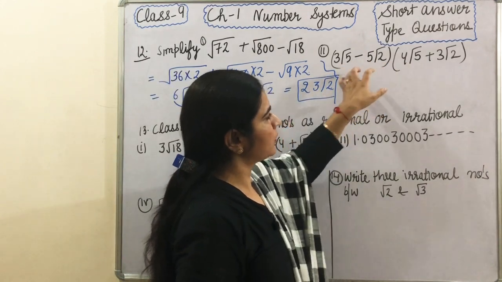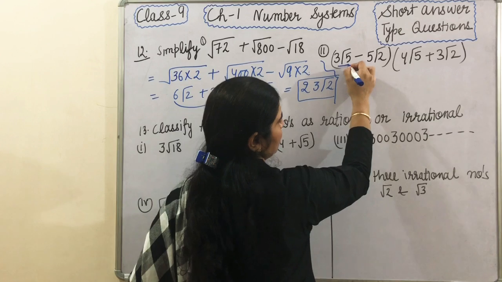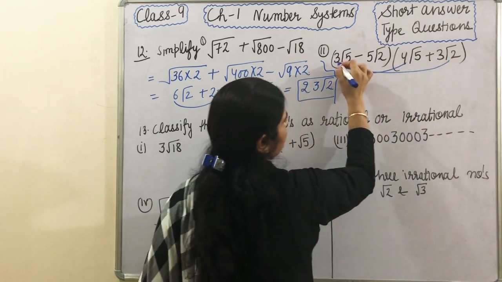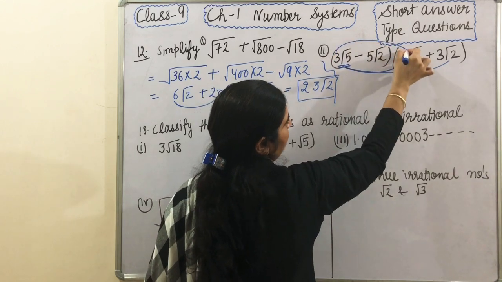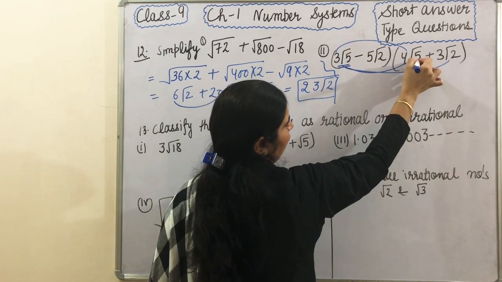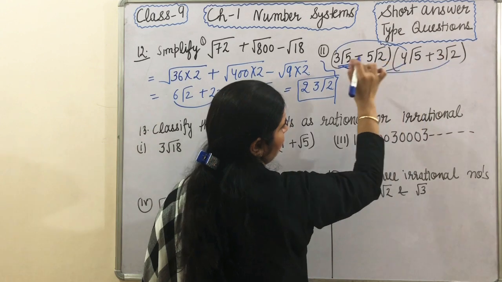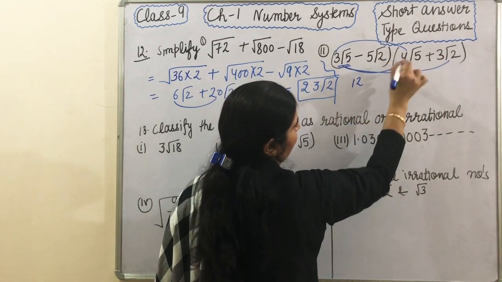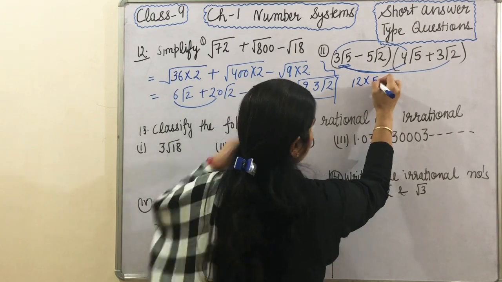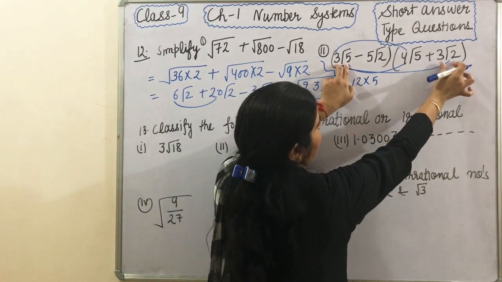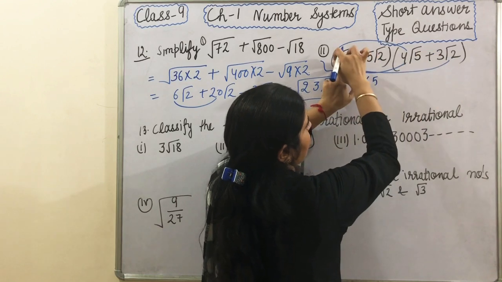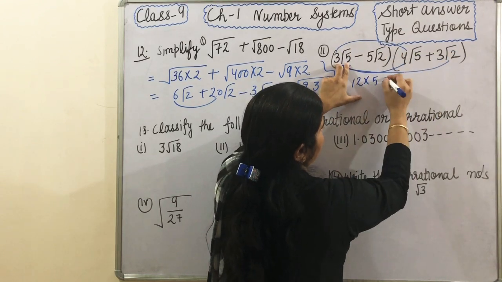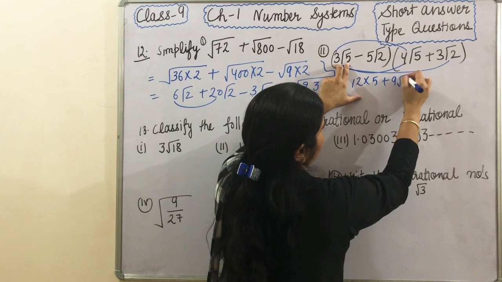Multiplication of two terms is given. We'll do the multiplication, this term by first and then by second also. 3 and 4 will be multiplied, root 5 and root 5 will be multiplied. Only like terms will multiply. 3 fours are 12, root 5 times root 5 is 5. Now 3 root 5 multiplied by 3 root 2. 3 threes are 9, root 5 root 2 is root 10, plus 9 into root 10.